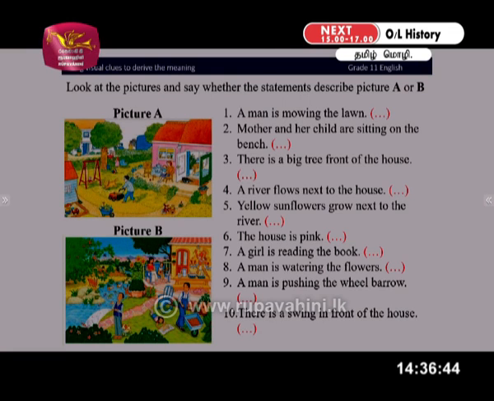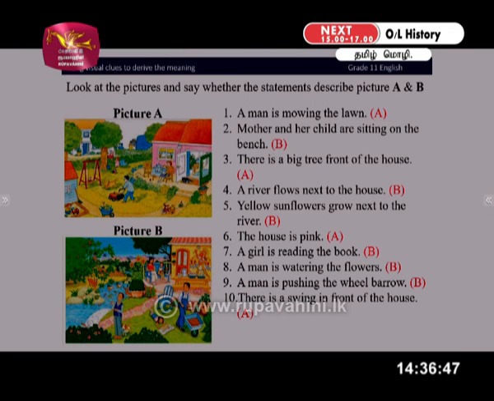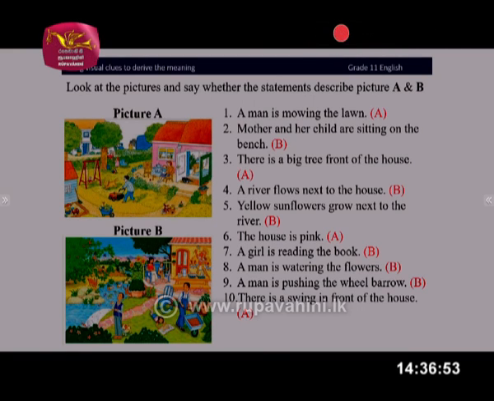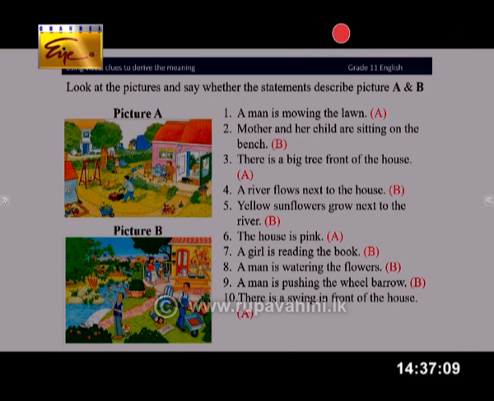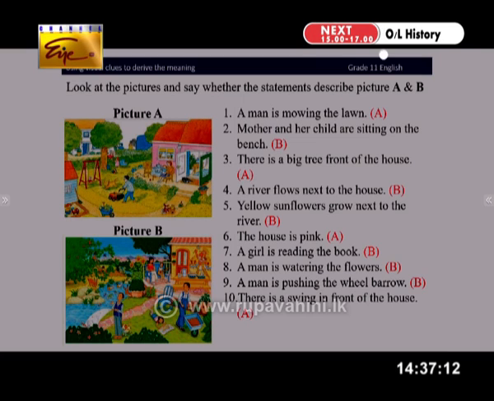Now we'll check your answers. A man is moving the lawn. Yes, where can you see a man who is moving a lawn? It's in the first picture, picture A. Number 2, mother and her child are sitting on the bench. Can you see a bench in these pictures? Picture 1, we don't have a bench. But in the second picture or picture B, you have a blue bench. Did you notice that, children? You have a blue bench, and on that bench, mother and the child are sitting. So that sentence describes the second picture.